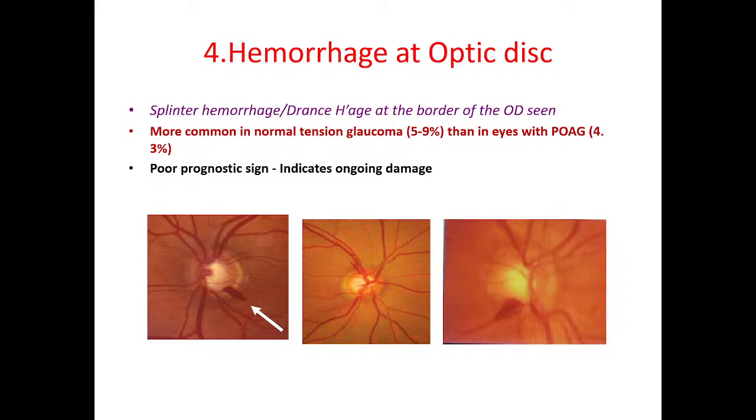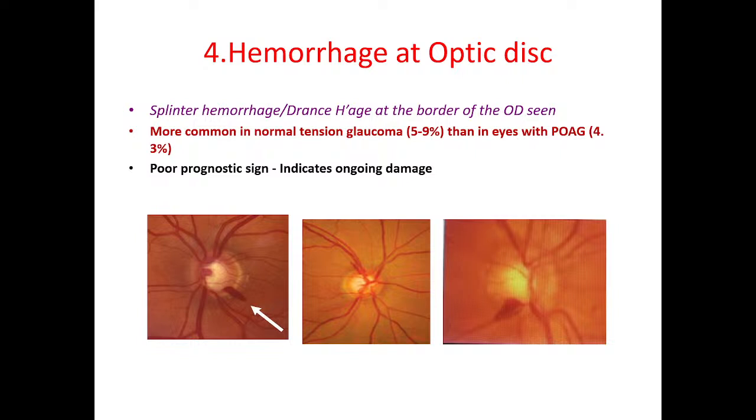Second, I told you the vascular theory, where there is a vascular dysregulation and the blood flow to the disc is reduced. So there is hypoxia at the optic disc resulting in death of the ganglionic cells. So here this hemorrhage is a sign of ischemia, decreased perfusion of the optic disc. This splinter hemorrhage is a sign of normal tension glaucoma.